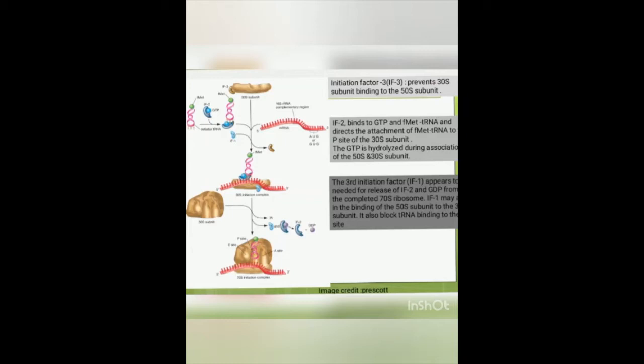The third initiation factor, IF1, appears to be needed for the release of IF2 and GDP from the completed 70S ribosome. IF1 may also help in the binding of the 50S subunit with the 30S subunit. It also blocks tRNA binding to the A site.